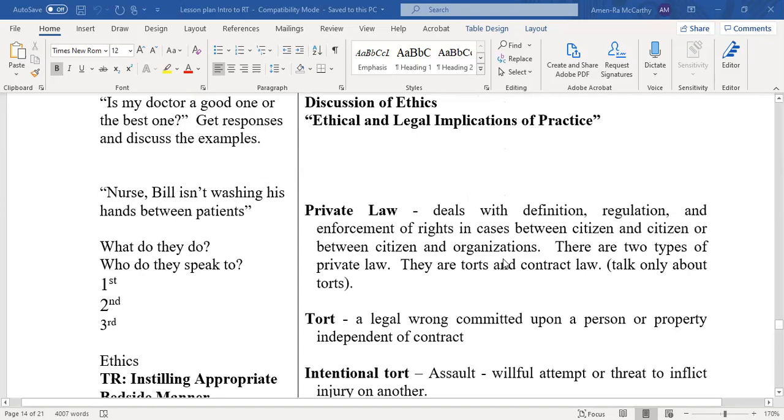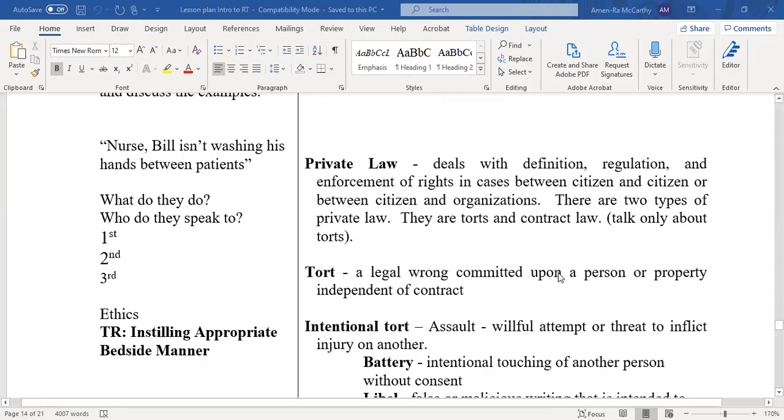Now, let's talk about the laws that are governing these things, okay? Private law and tort and intentional tort. Private law deals with definition, regulation, and enforcement of rights in cases between citizen and citizen or between citizen and organization. There are two types of private law, torts and contract law, but all we're going to talk about is torts, okay? A tort is a type of private law. What is a tort? A tort is a legal wrong committed upon a person or property independent of contract.